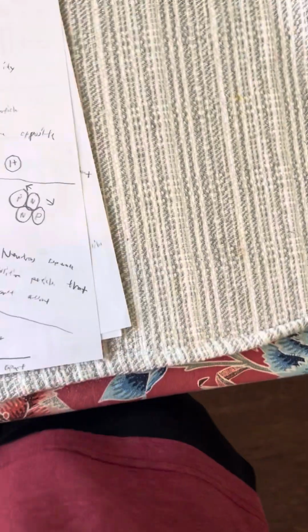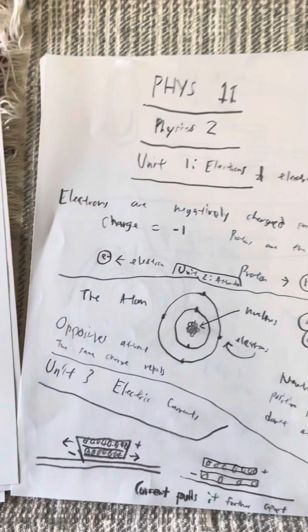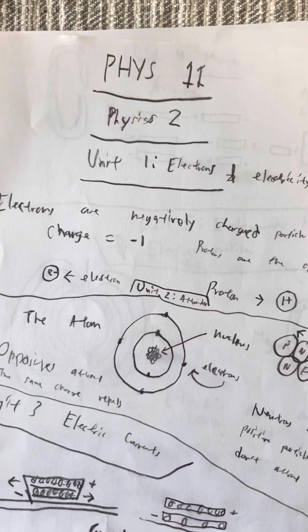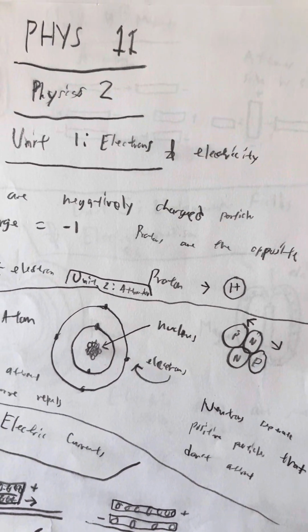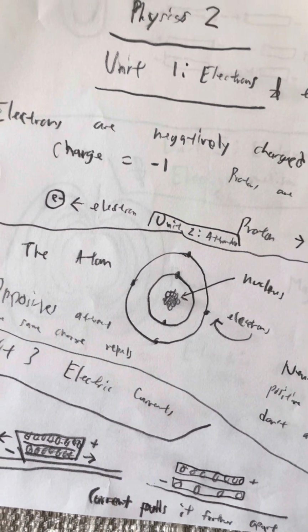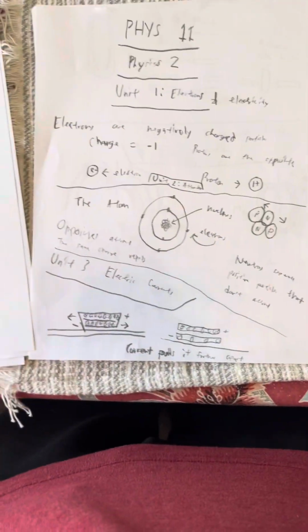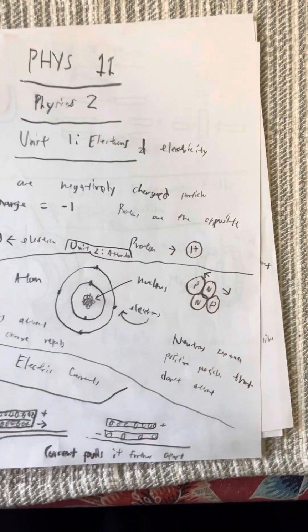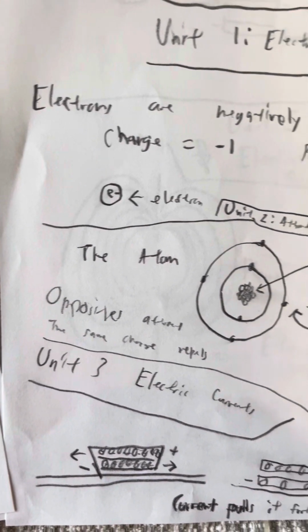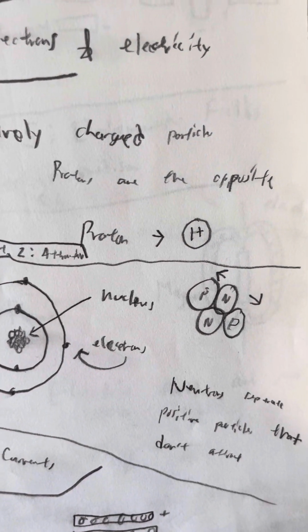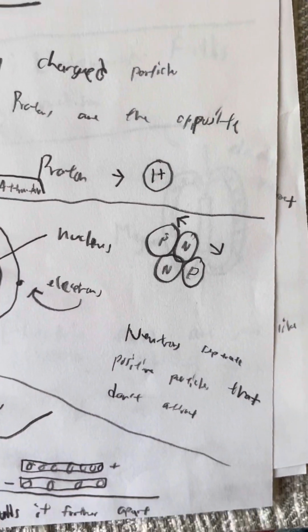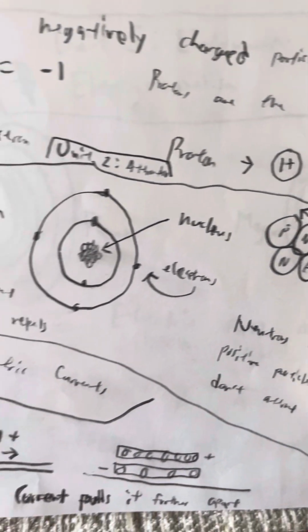Unit 6, electrons and electricity. Electrons have a negatively charged particle, charge of -1, protons are +1, electron e-, proton 1+. The atom. This is a carbon atom with electrons in outer orbitals. This is an alpha particle, which has +2 charge, opposites attract. Neutrons and the strong force separate the protons.